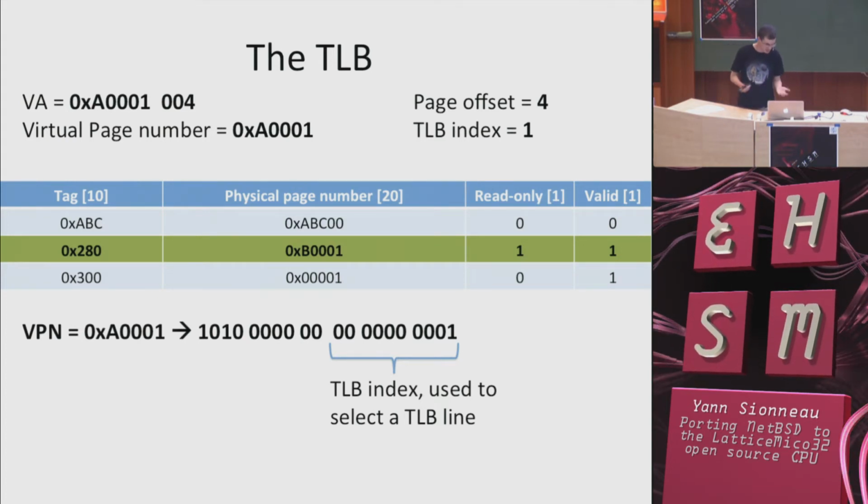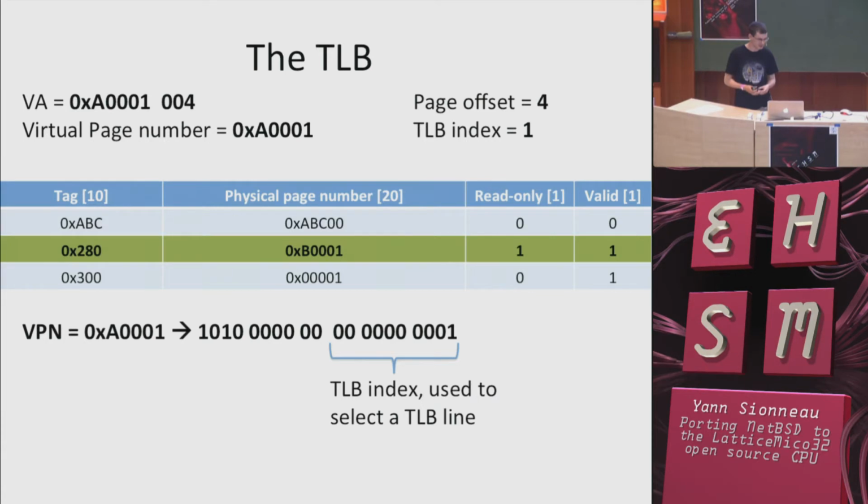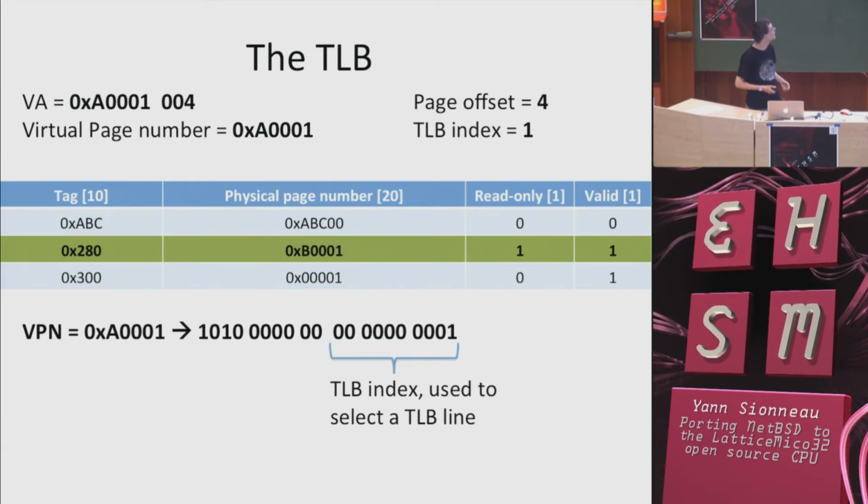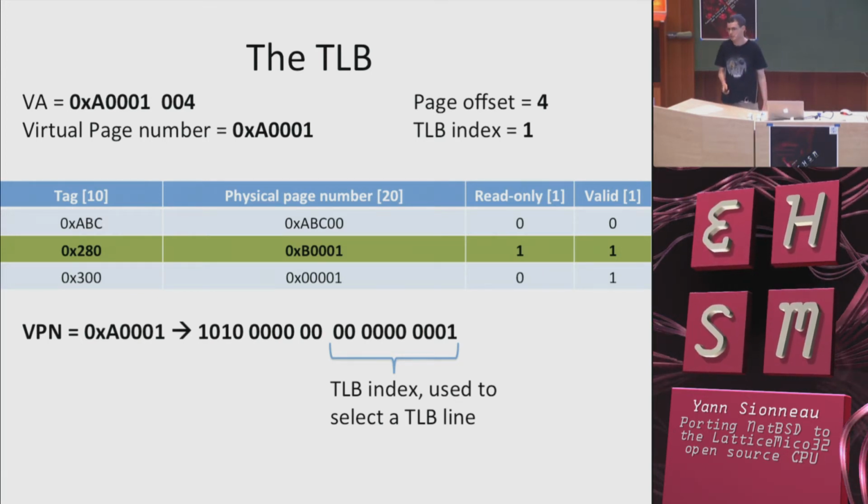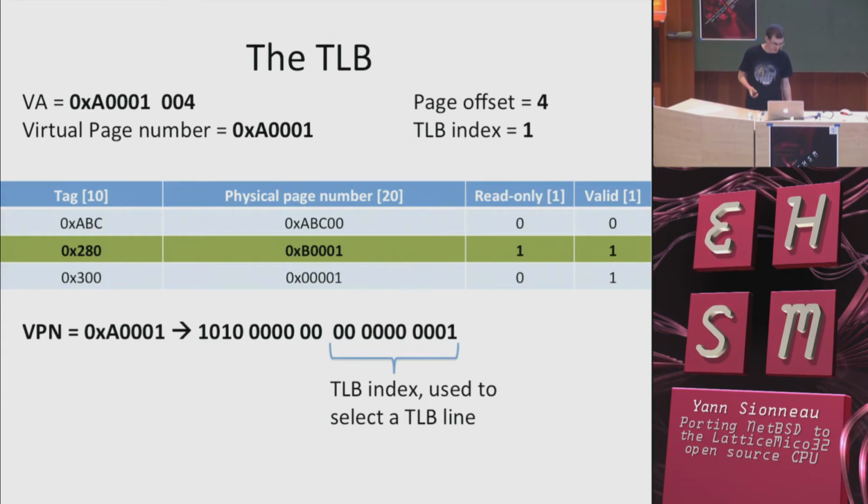OK, so now we can read the content of the line now that we've indexed it. On the right, we see that there is a bit that says if the line is valid or not. That's a valid bit. It's 1, so it's OK. The line is valid. We can keep on reading. There is a bit that says that the page is read-only. So the MMU knows that if we are trying to do a store, for instance, if we're writing, it's going to be denied. It's only allowed to read. OK? But then we want to translate. So we have the physical page number field. That could be our translation.